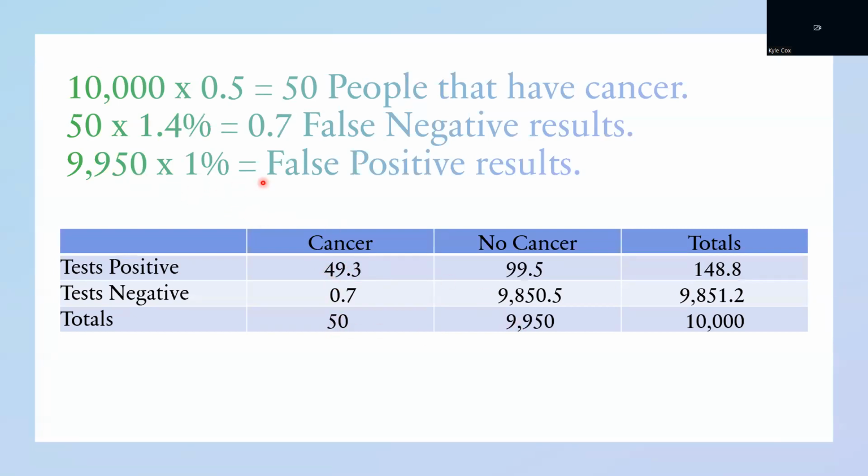Then the false positive, we have 1% of the 9,950, which would be 99.5. So 99.5 of these would be those that actually tested positive but did not have cancer. And again, you can double check your work by adding these up, and they come up to the 10,000.